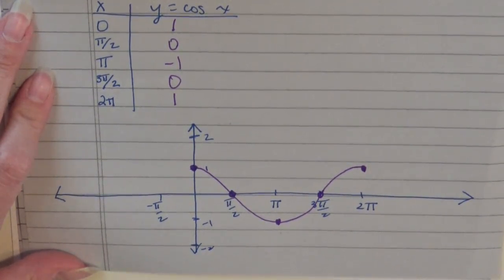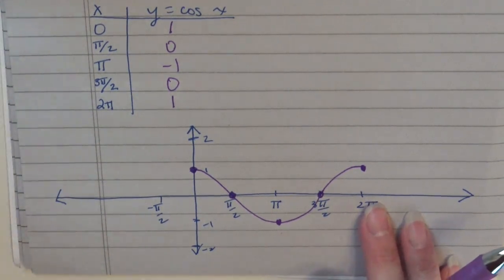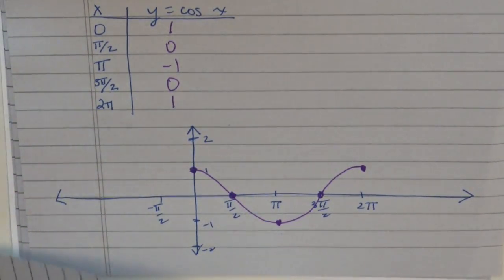And if you compare it to the sine function, if you go back and look at the previous graph that we did for sine, you'll see that it looks like a sine function that's just been shifted over pi over 2 to the right.